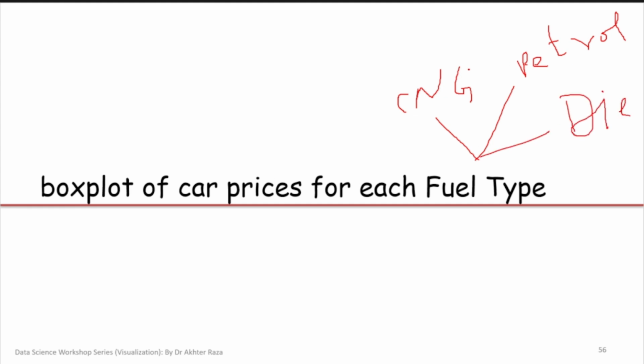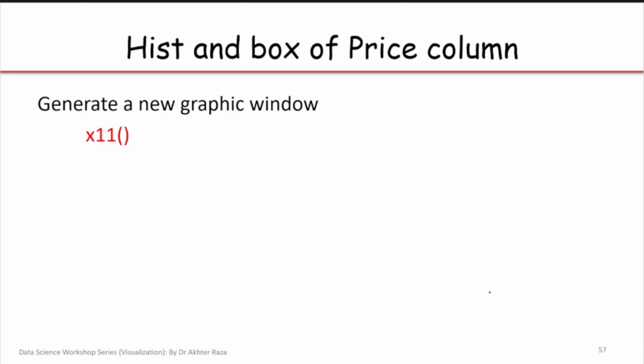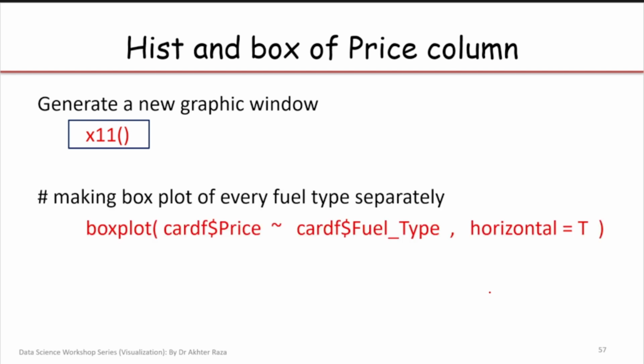These are the three levels of fuel type, and we have already converted the fuel type from character to factor, which is necessary for creating the box plot in this way. So a new graphical window is generated by X11. Then the box plot is generated. You can see a different command here, and that command has a tilde sign.